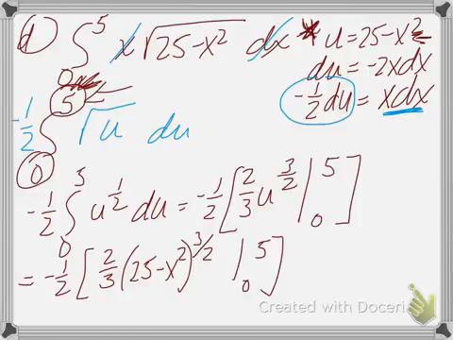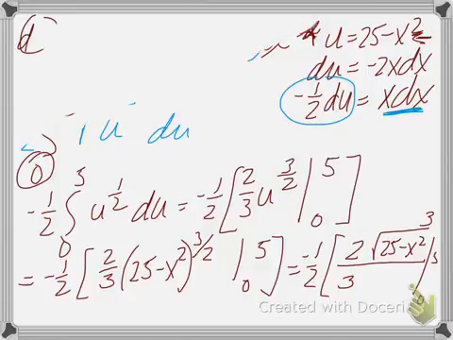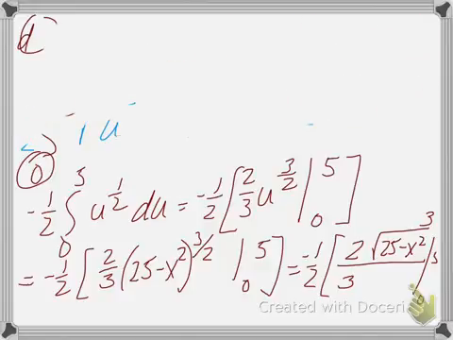Okay, so now we just have to substitute in. So I think that we should simplify this first. So here's my fraction. The 2 is on top, 3 is on the bottom. The 25 minus x squared is to a positive exponent, so it's going to go on top. It's a square root, and it's to a power of 3. And it goes from 0 to 5. So I'm going to make some room over here. Now we just have to do the algebra.